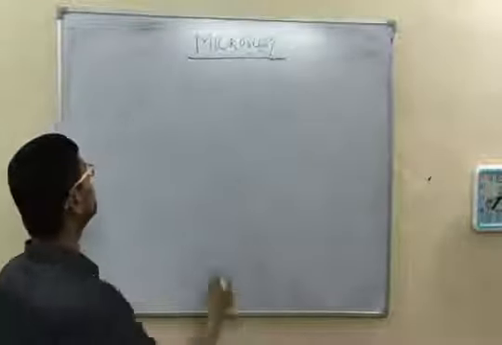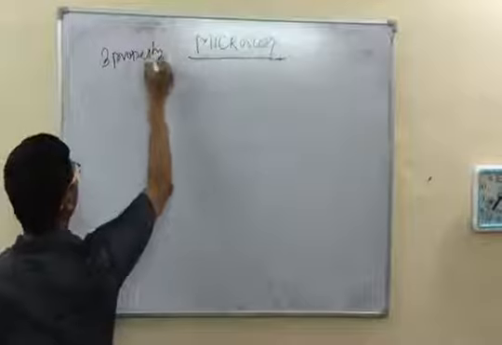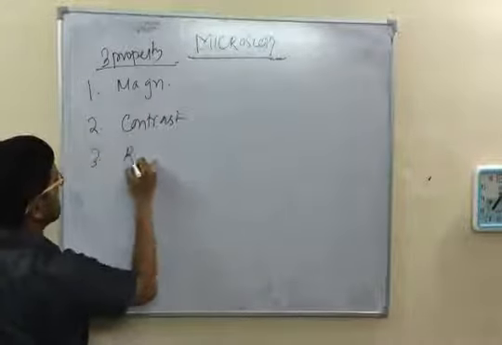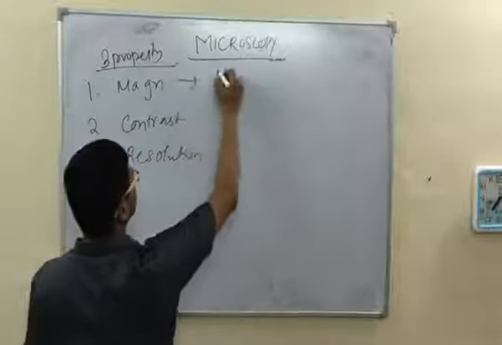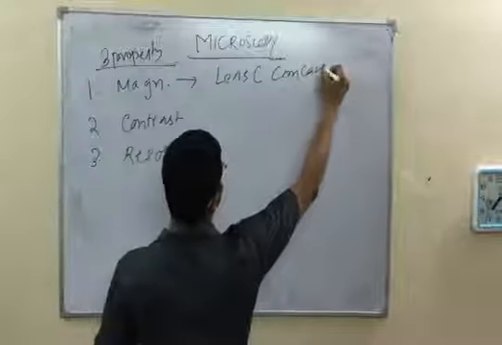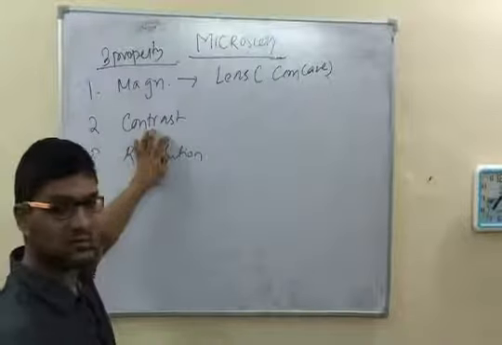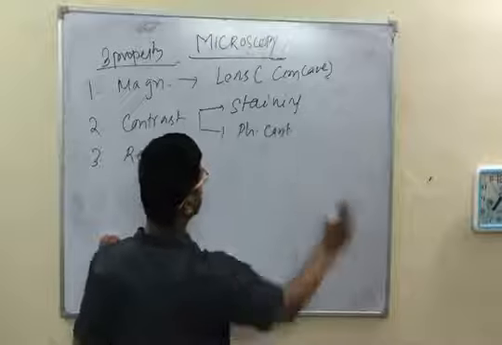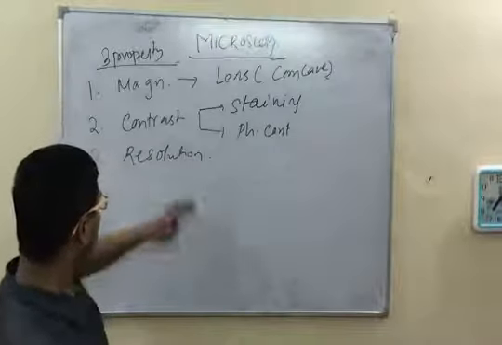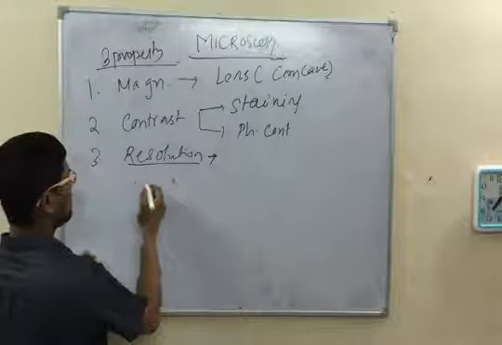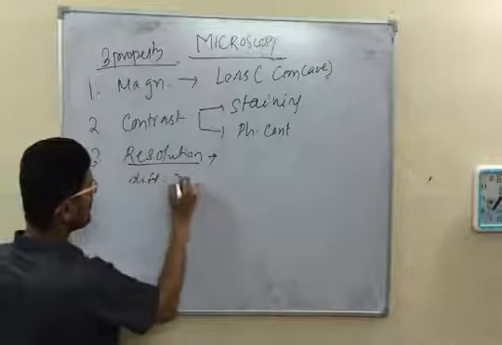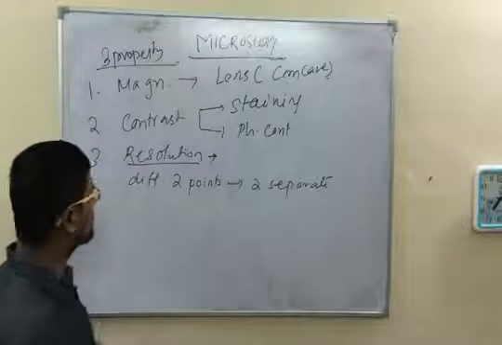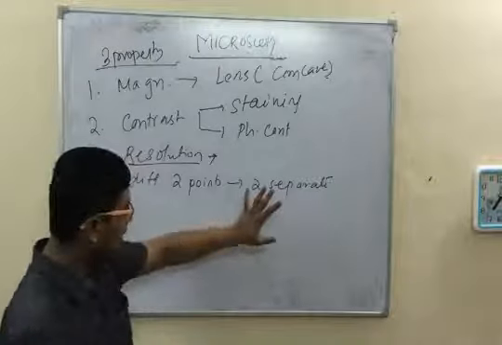So coming to microscopy, a good microscope would depend upon three properties. It should have good magnification, good contrast, and good resolution. The magnification of the microscope can be enhanced by using lenses. Contrast of the microscope can be enhanced by using staining, as well as if you use a phase contrast microscope, this also enhances the contrast. Resolution is the ability of the microscope to differentiate two closely placed objects as two separate objects.